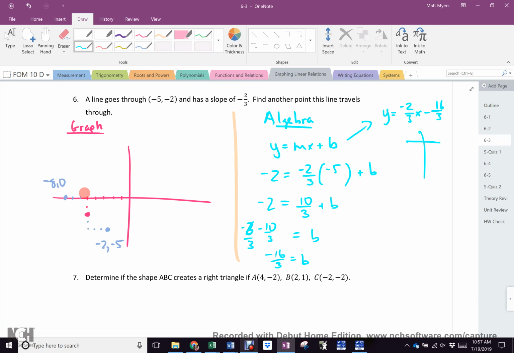Any questions about it? Did anybody have other points than these? Did anybody try and do it with algebra instead of graphing? Okay.